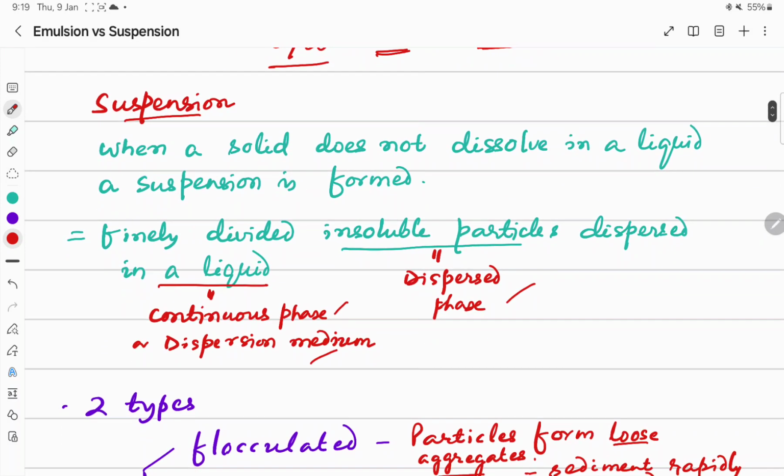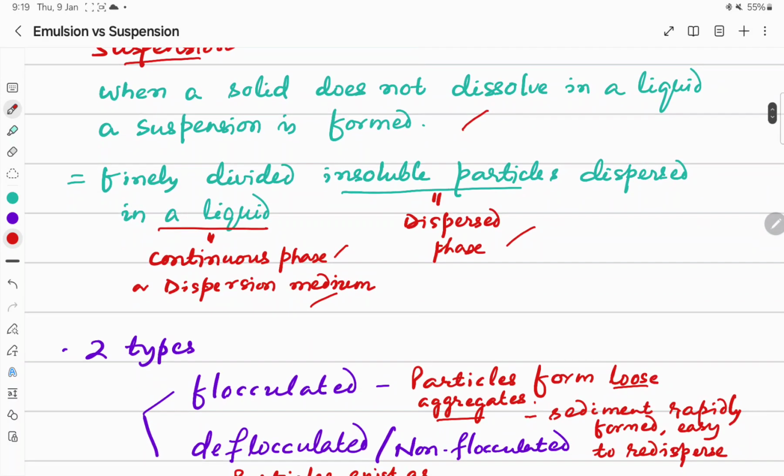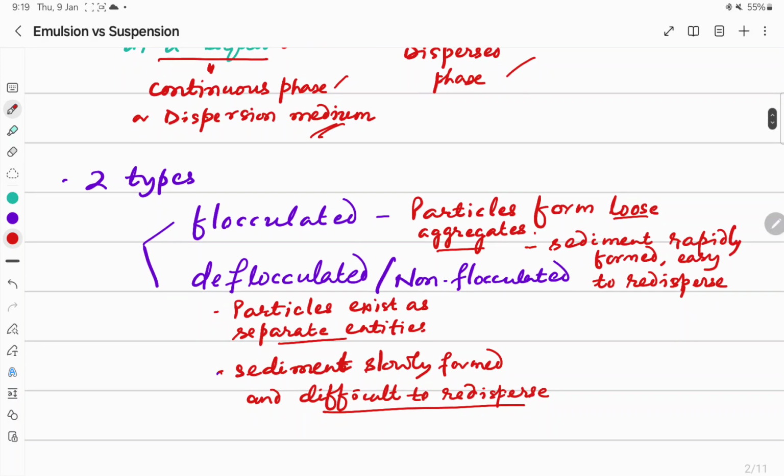Similarly, suspension is a liquid dosage form in which finely divided insoluble particles are dispersed in a liquid medium. So when a solid does not dissolve in a liquid, a suspension is formed. And here the insoluble particles are called the dispersed phase, and the liquid in which the insoluble particles are dispersed is called the continuous phase or dispersion medium. Again, it is of two types, flocculated and deflocculated.